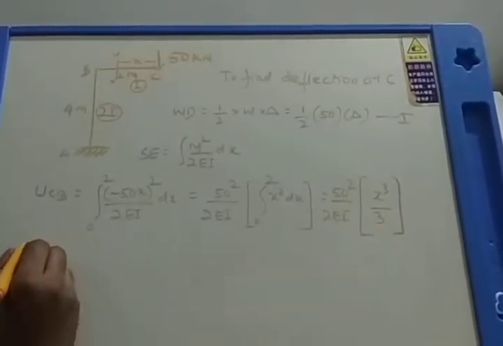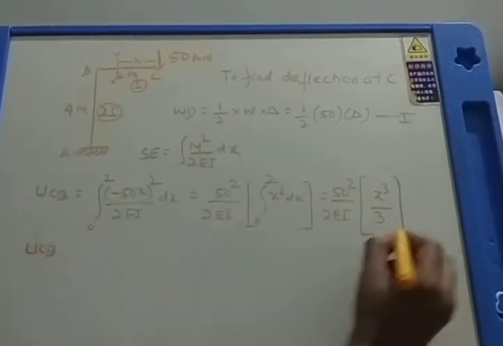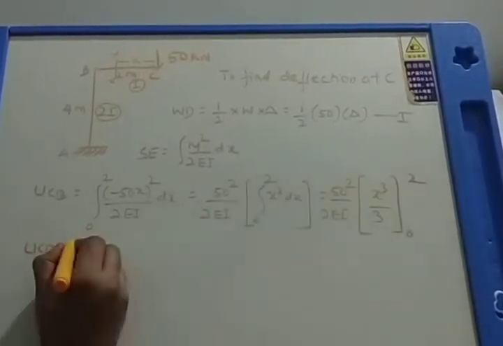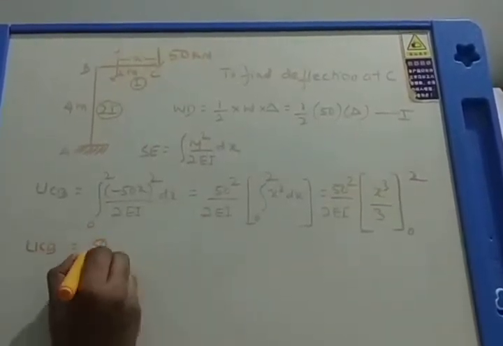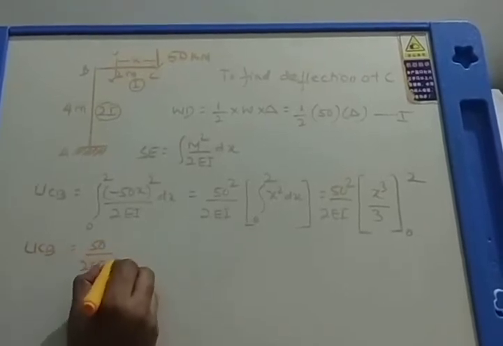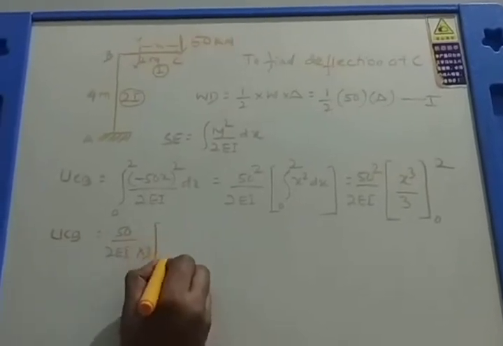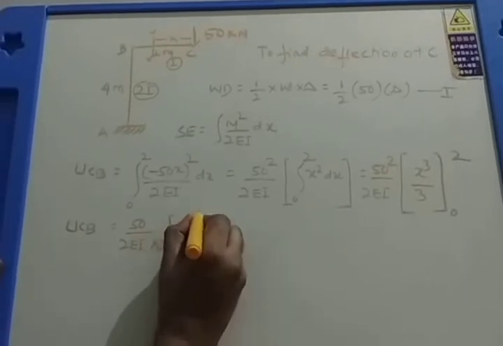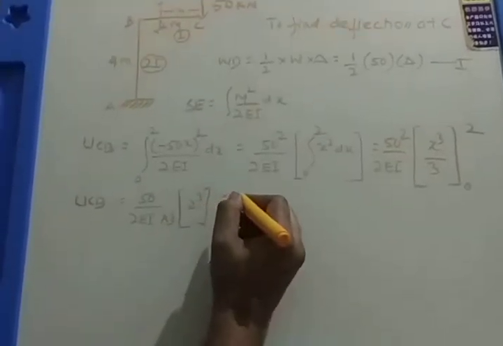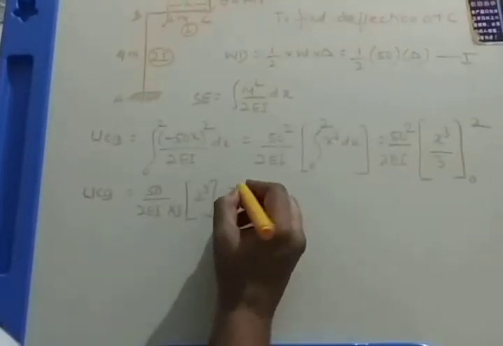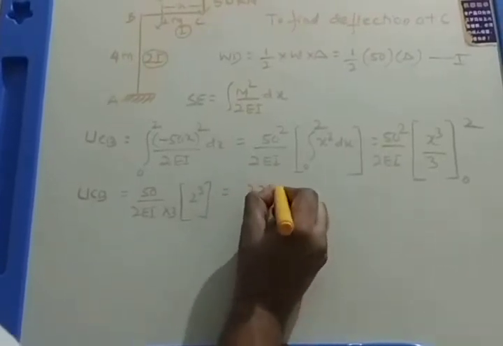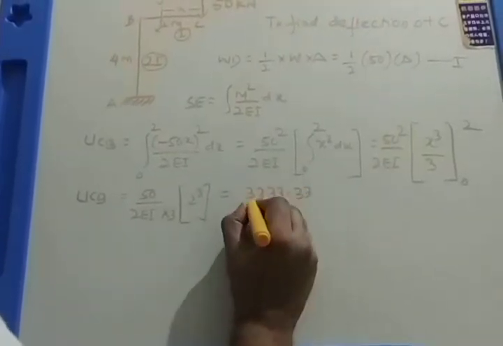So if you substitute, UCB, 0 to 2 are the limits, is equal to 50 square upon 2EI into 3 into x cube, it is 2 cube. So UCB will be equal to 3333.33 upon EI.